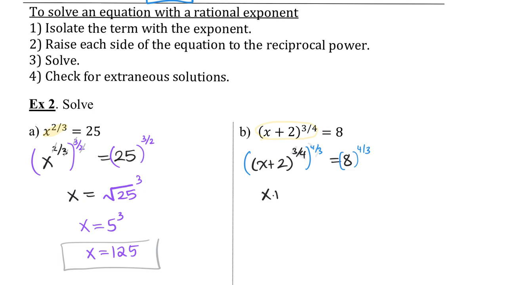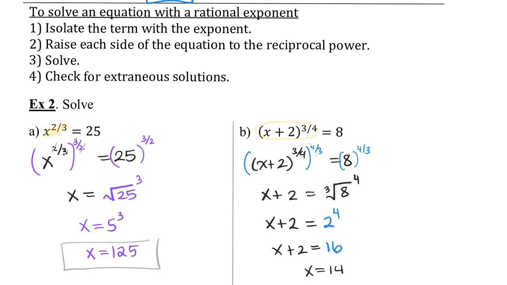So I get x plus 2 equals the 3rd root of 8 to the 4th power. What's the 3rd root of 8? 2. So 2 to the 4th. So x plus 2 equals 16. And then I subtract the 2 and I get 14.